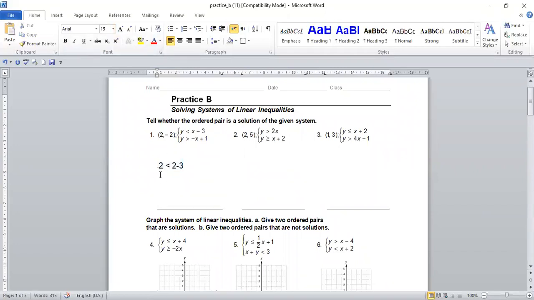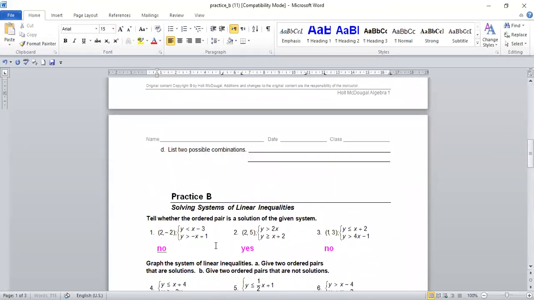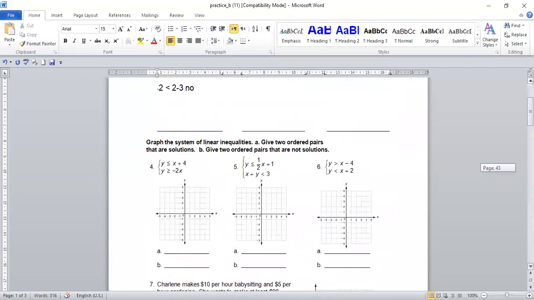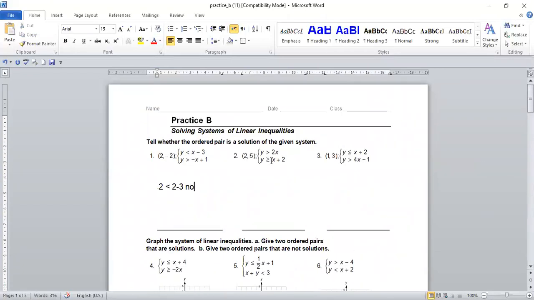Okay, so -2, 2 minus 3 is going to give you -1. So is -2 lesser than -1? Of course not, right? So even the first inequality itself is not right. Why do we need to go and do the next one? So this is not a solution. So you just have to write the answer as no. That's all.